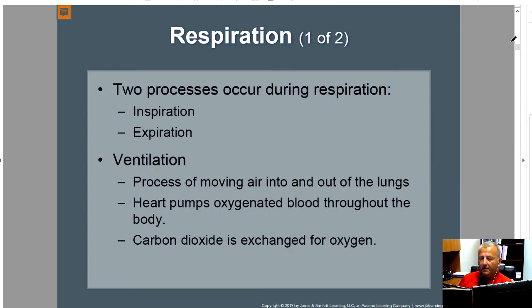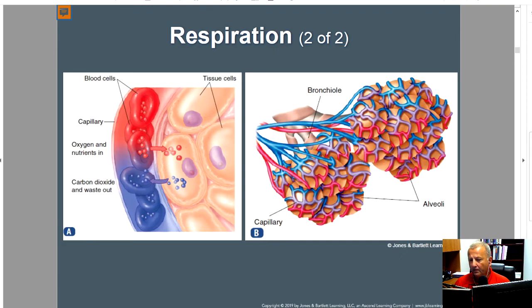Okay, so I just mentioned ventilation being the process of moving air in and out of the lungs. I'm just catching up on some notes real quick. Yep, talked about all that. All right, and so again, respiration.